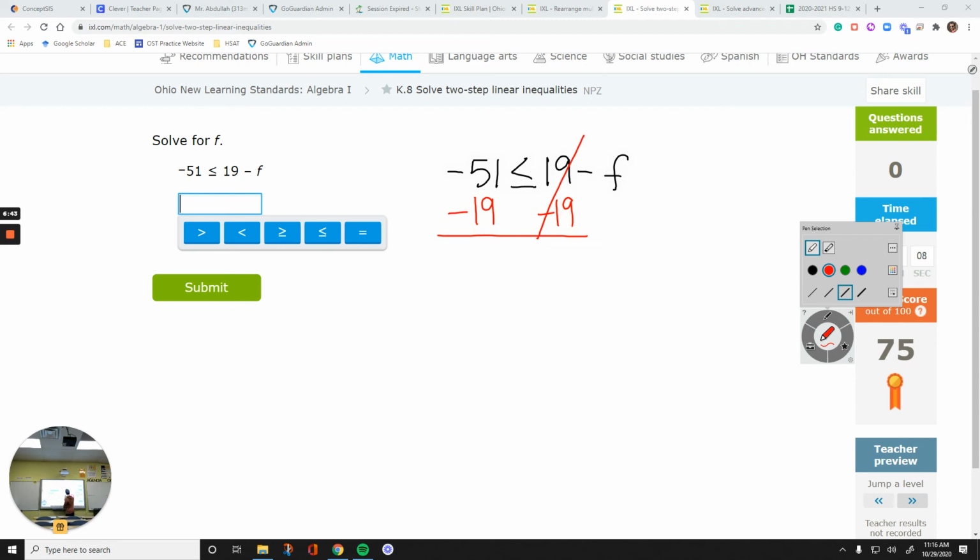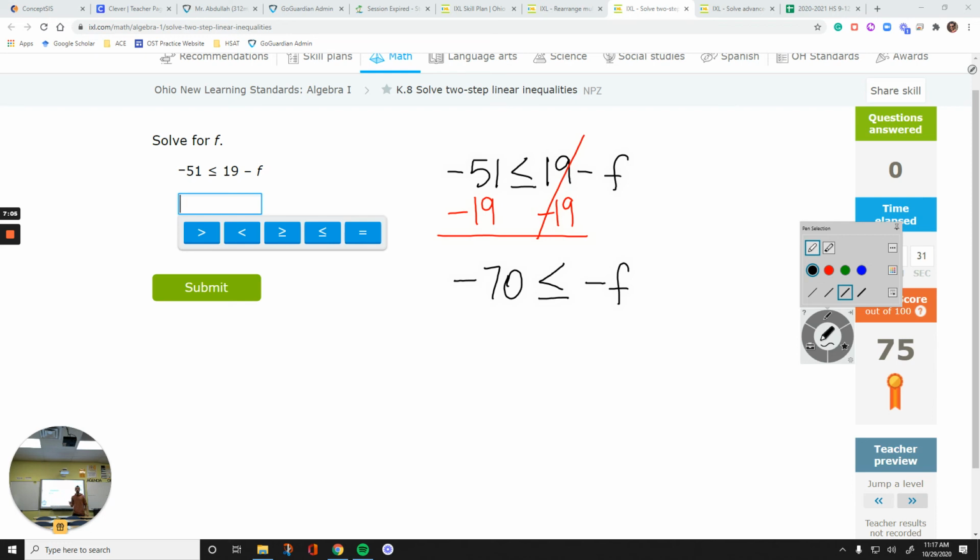These are gone. Negative 51 and minus 19. Those are like terms. So the answer is going to be 70, but negative. So it's negative 70, less than or equal to negative f. F is not all by itself. Many of you might think this is the solution. It is not. We are solving it for f.